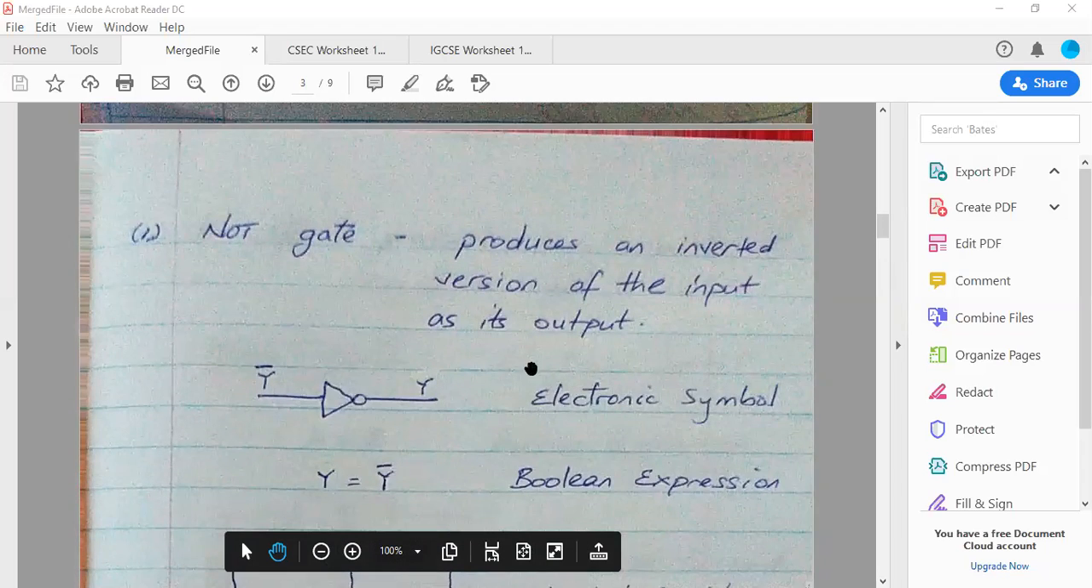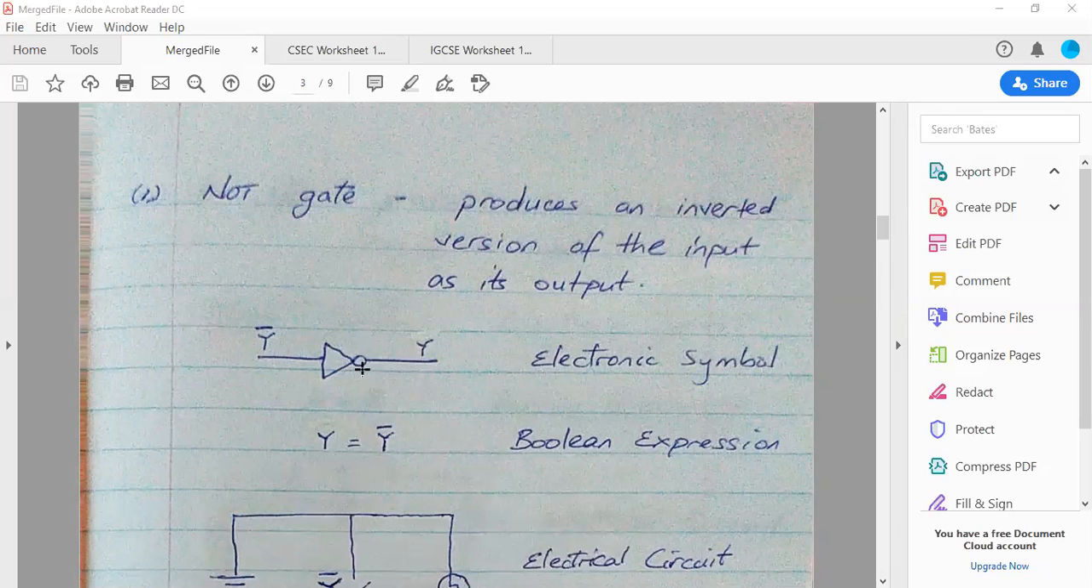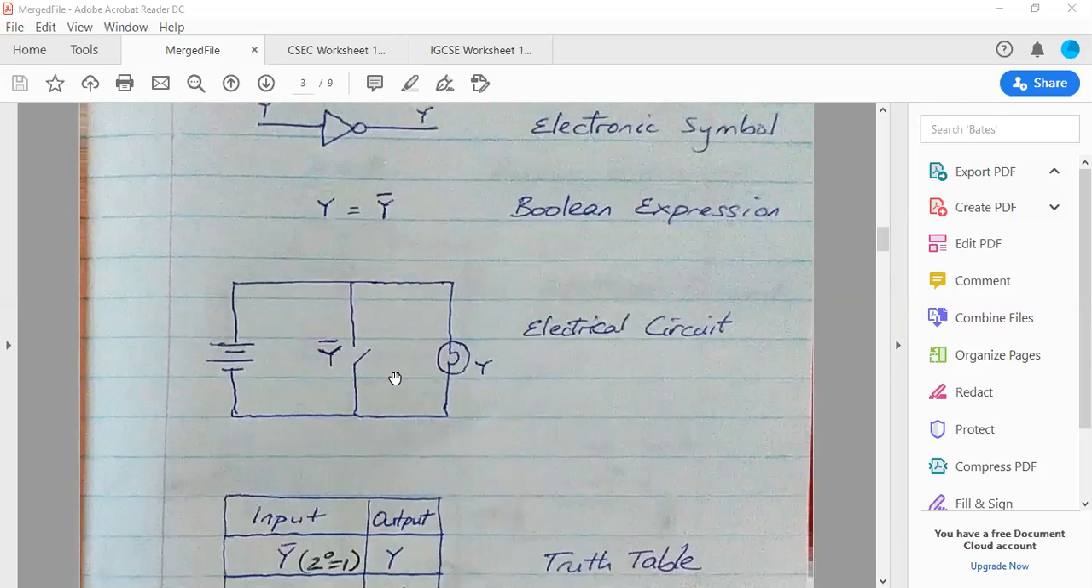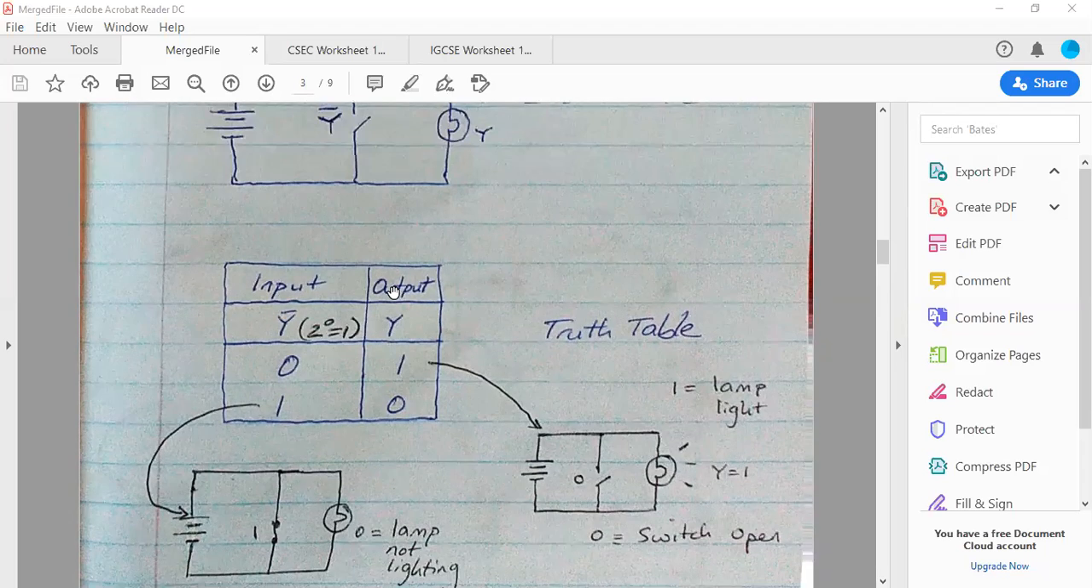So let's start with the NOT gate first, the symbol. The symbol is basically a triangle with a bubble at the end, which means that whatever goes in, the opposite comes out. For example, if your input is 0, your output is going to be 1.